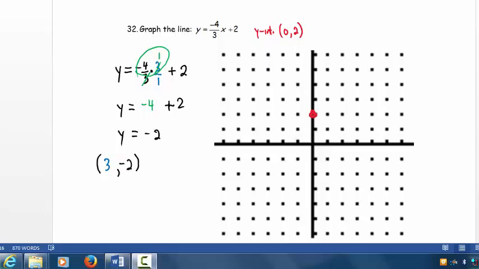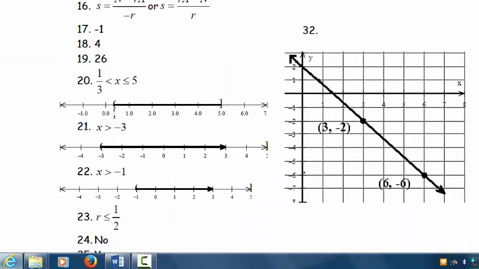So we plot (3, -2). From the origin, move to the right 3 units, 1, 2, 3, and then down 1, 2. There's our second point. And there is our line. Now the answer key might look like it's giving a different line, but look, it has the same point (3, -2), and if you look up here, where this little hand is, there's (0, 2), and the same line is traced out.